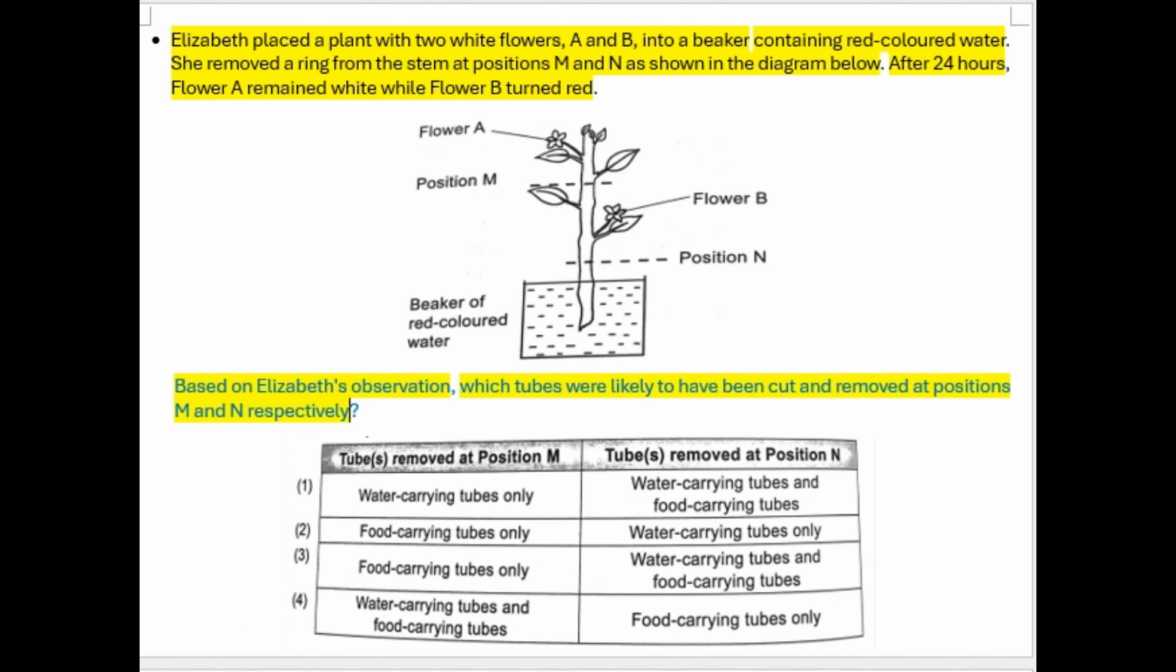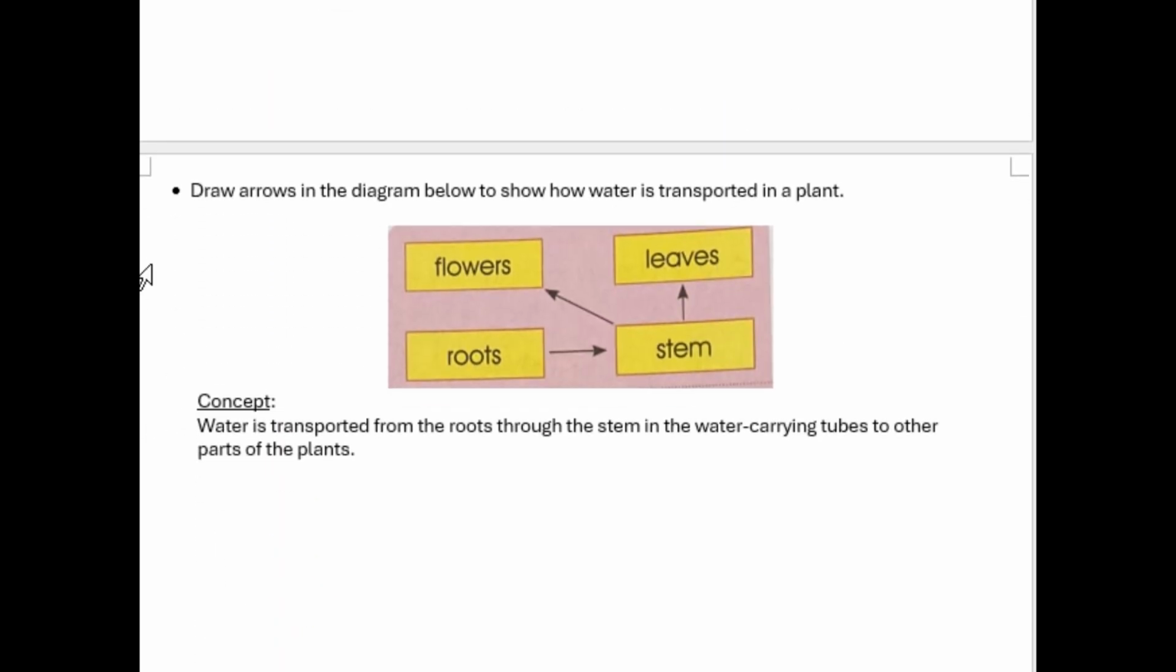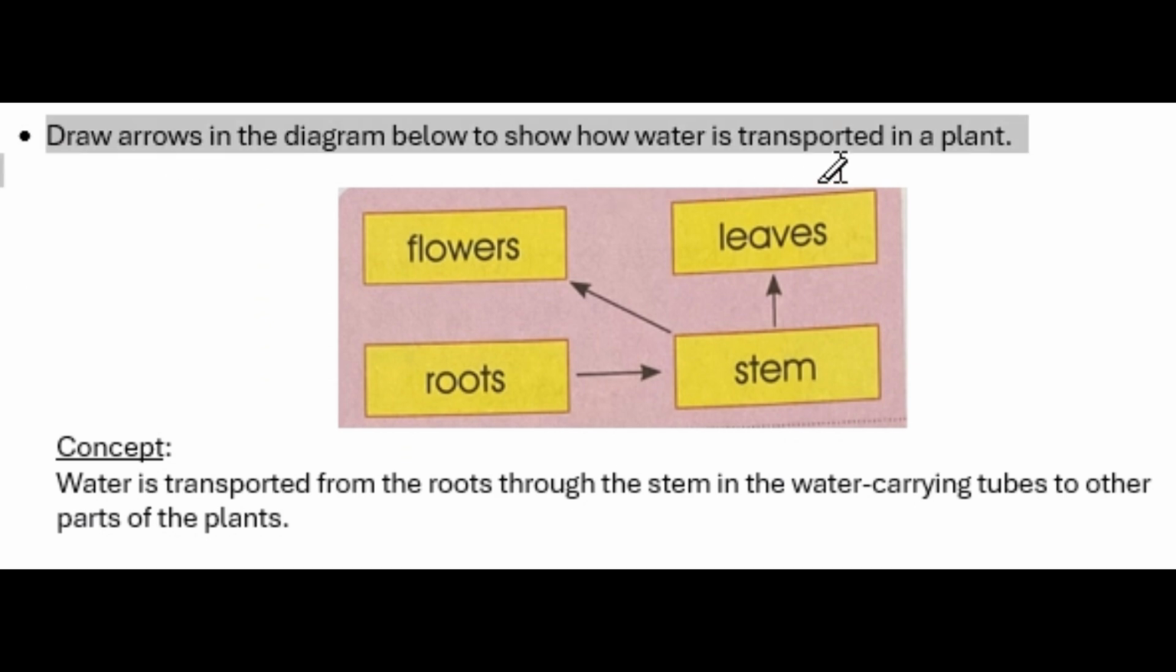Draw arrows in the diagram below to show how water is transported in a plant. Concept: water is transported from the roots through the stem in the water-carrying tubes to other parts of the plants.